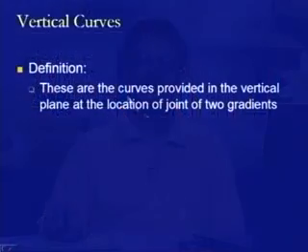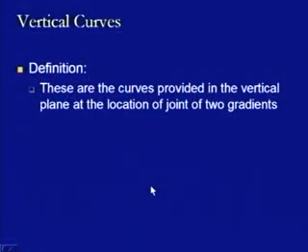and there are certain problems which are associated with that. So, at the point where the two gradients are being joined, maybe at a sag or maybe at a summit, if a curve is being provided at that location, then that curve is termed as a vertical curve.